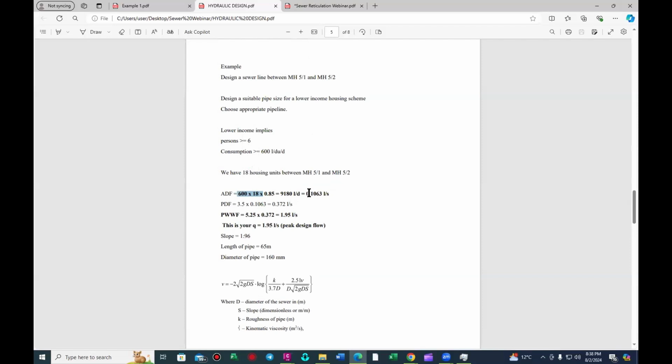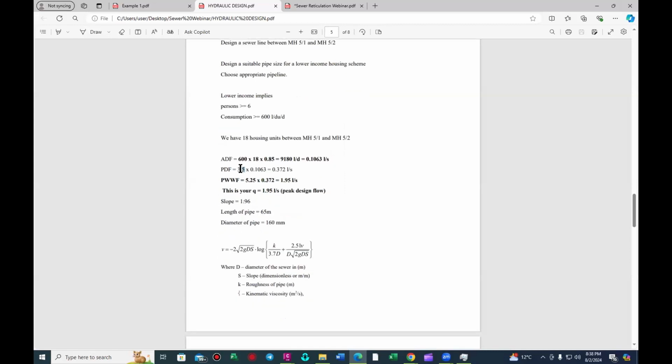Then if we convert, we always work in liters per second. So 18 houses are going to produce 0.1063 liters per second, or 9,180 liters per day, right? Take note of this. Then we apply our peak factors.